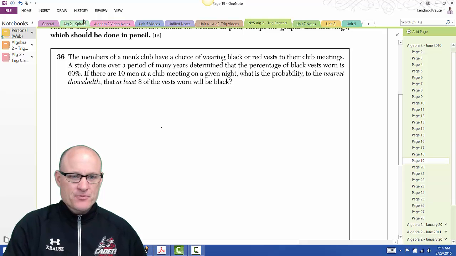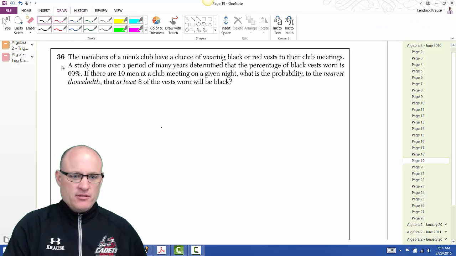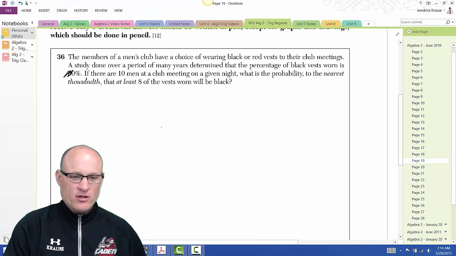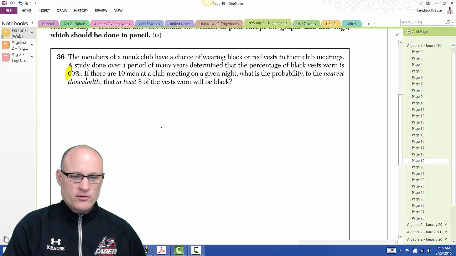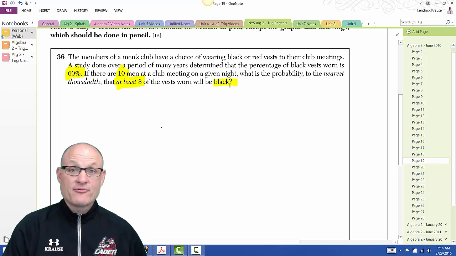Showed that black vests are worn 60% of the time. There are 10 men at the club at a meeting on a given night. What is the probability, to the nearest thousandth, and here's the trick, that at least 8 wore a black vest?